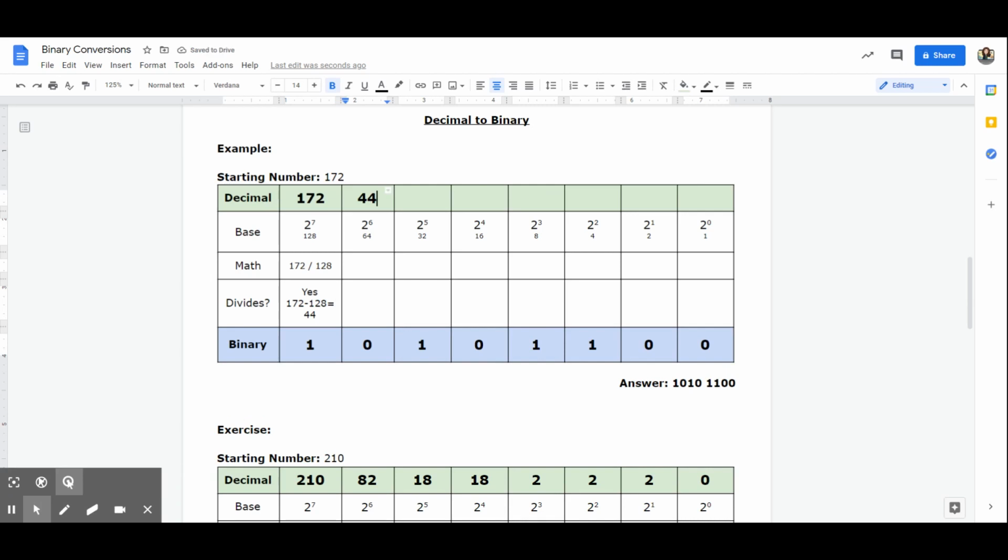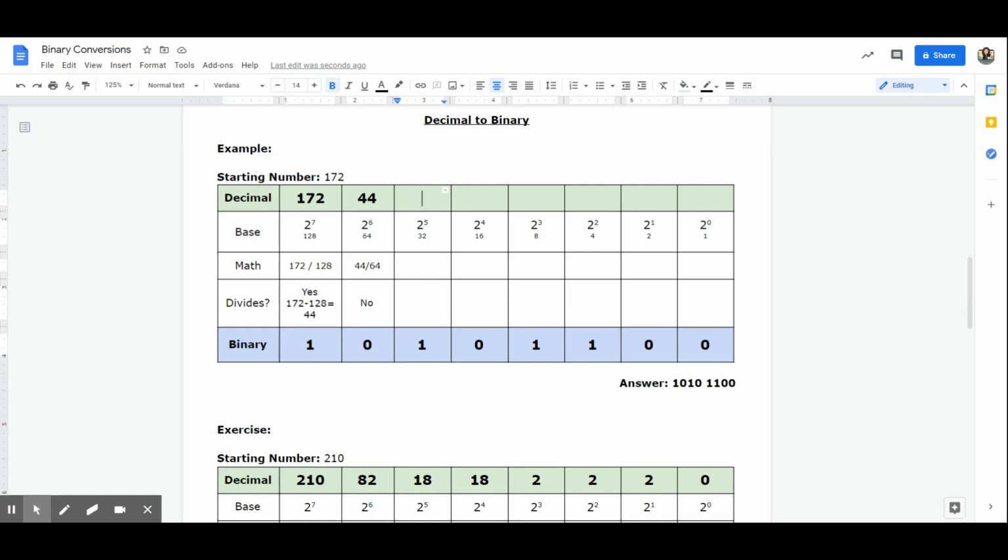So the next number we're converting is 44. 64 cannot go evenly into 44. It's too big. So 64 is going to be a 0. No, it does not divide evenly. So what the math would be, can 44 be divided by 64? And the answer is no. So we'll move on to the next one.